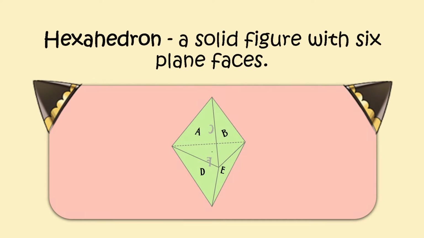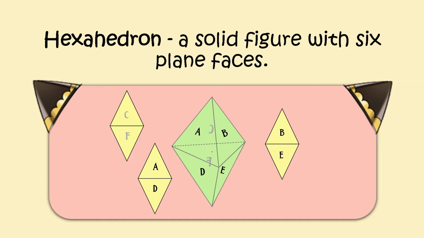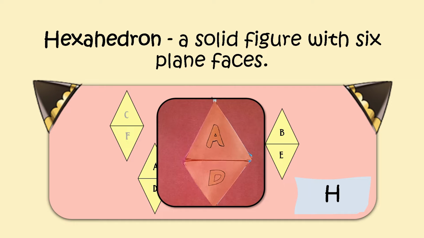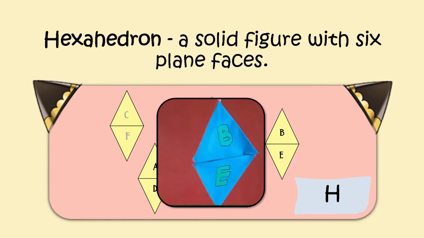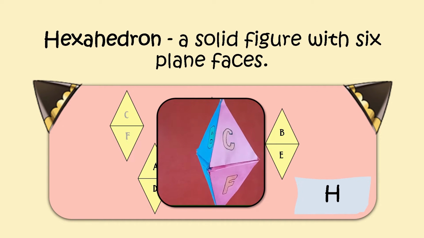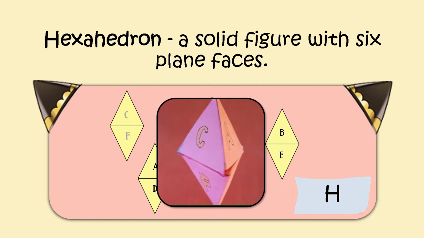Hexahedron is a solid figure with 6 plane faces. I mark each face with capital letters A, B, C, D, E, and F, and each face has its corresponding movement. I name the group or the binary structure with capital letter H. So this is the figure I made so you can see what hexahedron really is.